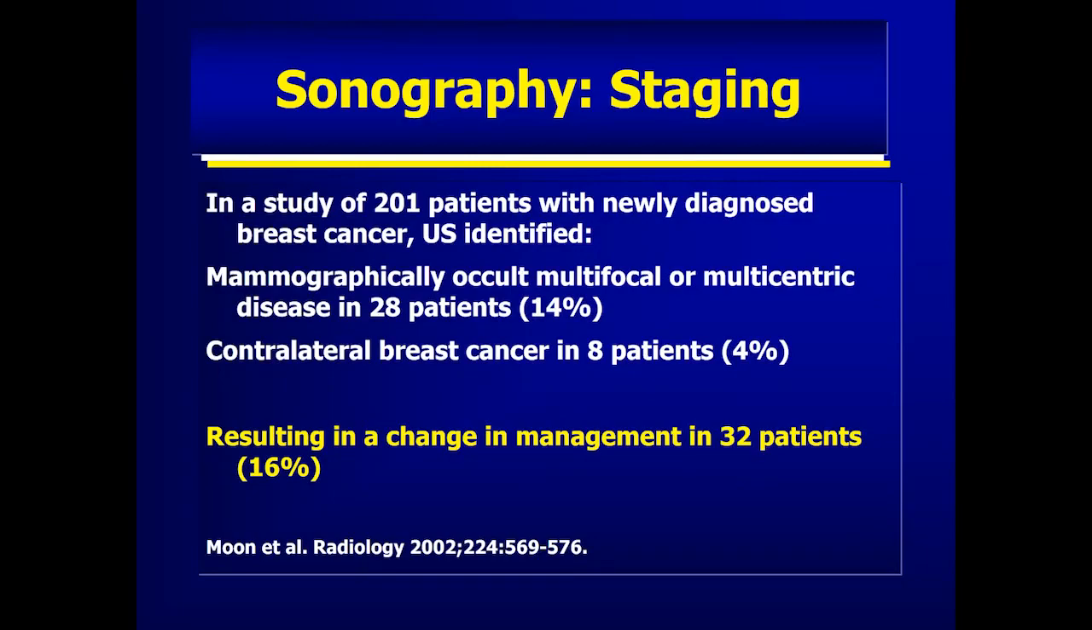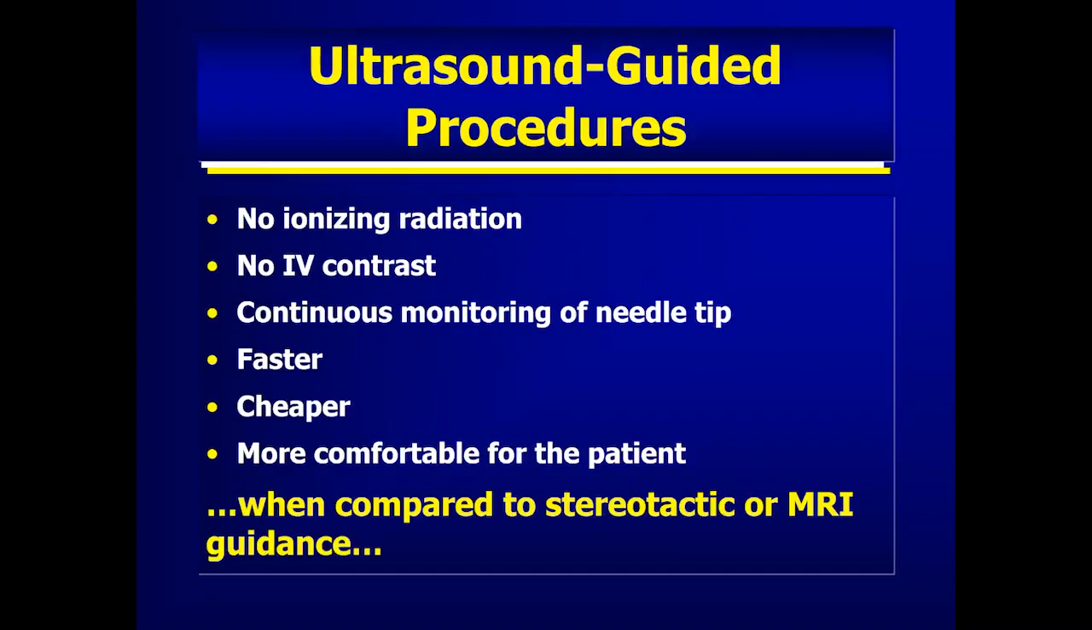And in this study by Dr. Moon and colleagues, there were about 200 patients with newly diagnosed breast cancer, and ultrasound showed mammographically occult multifocal or multicentric disease in 14% of the patients, and contralateral breast cancer in 4%. So these findings resulted in change in management of about 16% of the patients.